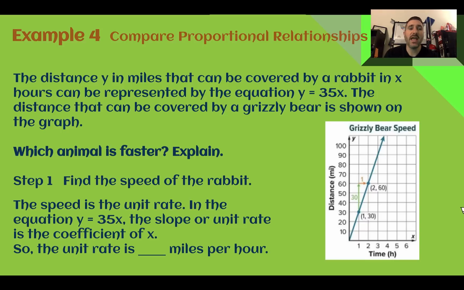So if we want to find the faster animal, we've got to figure out which one is going to have the higher or greater rate of change, meaning it's covering more distance in the same amount of time, or it takes less time to cover the same amount of distance.